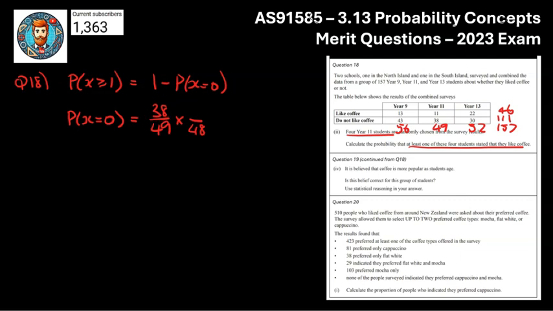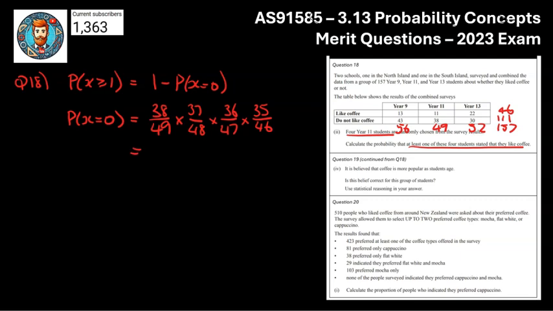So that's going to be my numerator: 37. We can see that the numerator has dropped by 1 and the denominator has dropped by 1. Now we need to repeat this for person number 3 and person number 4. Person number 3 is going to be 36 over 47, dropped by 1 again because there's one less person who doesn't like coffee. Finally, hopefully you've got the trick now, we've got 35 out of 46.